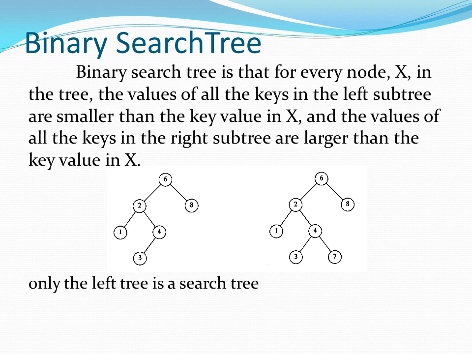See here, the root node is 6. Left subtree values 1, 2, 4, 3 are lesser than 6. Right subtree 8 is greater than 6. Likewise, in the left subtree 2, left of 2 is 1, which is less than 2. Right of 2 is 4 and 3, which are greater than 2. Like in the right subtree 4, 3, 4 is greater than 3. So this is a binary search tree. But in the second tree, in the left subtree 2, 1, 4, 3, 7. 7 is greater than 6, so this is not a binary search tree.